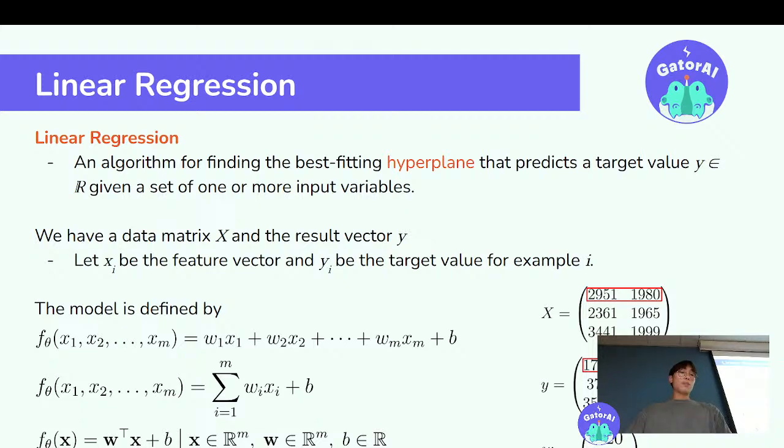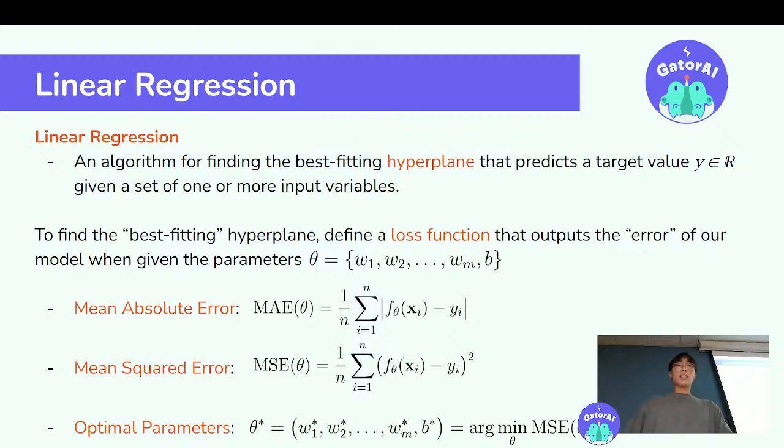We can rewrite it in the different forms of notation we want. We can define it as we did in the previous lecture, or with summation notation, or with linear algebra. And we'll go through all of those today: how we actually solve for these optimal parameters in linear regression. It's an algorithm for finding the best fitting hyperplane, which is basically finding the best fitting model. We want to define a loss function that outputs the error of our model given the parameters, which are weight 1, weight 2, weight 3, all the way to weight m, and then the intercept.